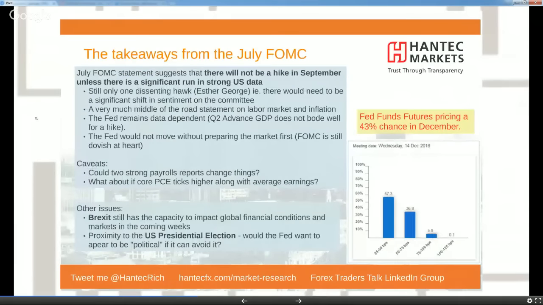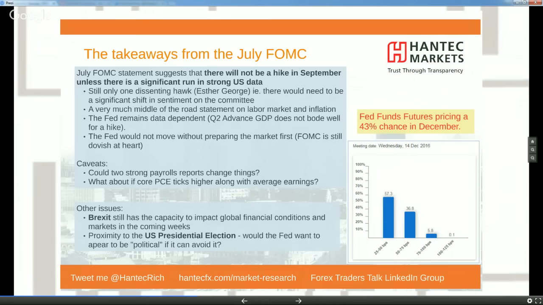Takeaways from the July FOMC. Basically, the market was a bit disappointed, wasn't it? And subsequently, we've had a pretty sizable dollar correction in the wake of that. The FOMC didn't do a great deal, didn't really signal any sort of positivity. Obviously, yes, we've had the Brexit decision, but there was no real suggestion from the FOMC that they were going to be imminently hiking rates in September. So the market took that as a bit of a negative, and subsequently the dollar has sold off.